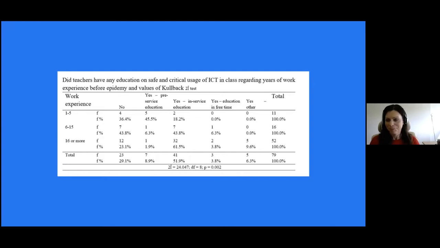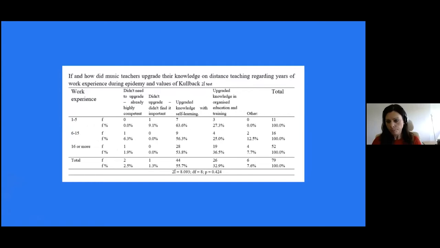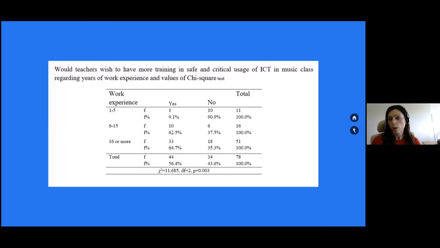Okay. How did they upgrade their knowledge? We can see that the difference was not statistically significant between the groups, but most of them upgraded their knowledge with self-learning, and some was also organized education and training. But most of it was self-learning. If they wish to upgrade their knowledge, the difference is statistically significant. The less experienced don't want to upgrade their knowledge so much as the more experienced teachers. This is in the way of organized education, not self-learning, meaning if they want to have training in the future in this field.